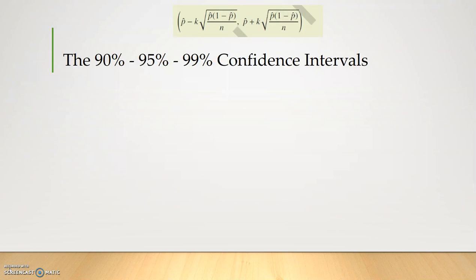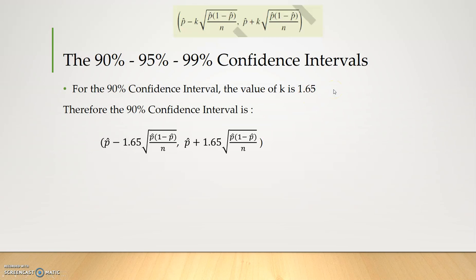So now we're going to look at the 3 different levels of confidence: the 90% confidence interval, the 95% confidence interval, and the 99% confidence interval. Here is our general formula up the top here with our constant k. So for the 90% confidence interval, the value of k is 1.65, so that the formula for the 90% confidence interval is exactly the same as the formula for the 95% confidence interval, except for this value here, which is now 1.65.